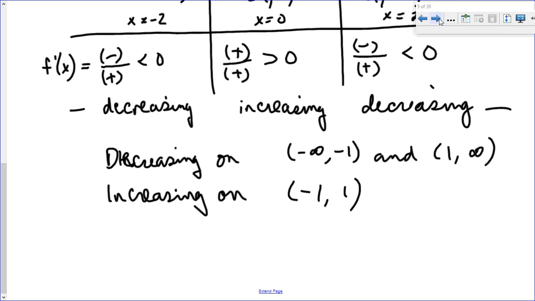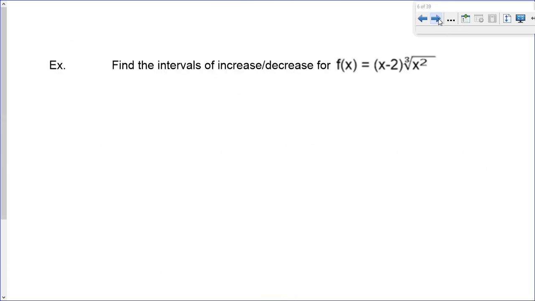Okay, next question. A little more complicated function. Again, make sure you have this in your notes: it's x minus 2 multiplied by the third root of x squared. Again, I'm going to let you guys take that. This is going to be a product rule, right? I see a product right in here. So it's going to be a product rule.